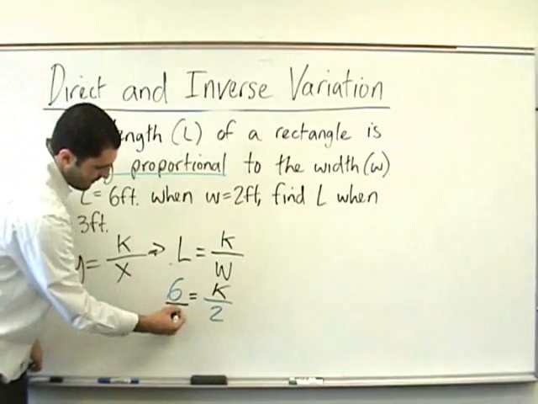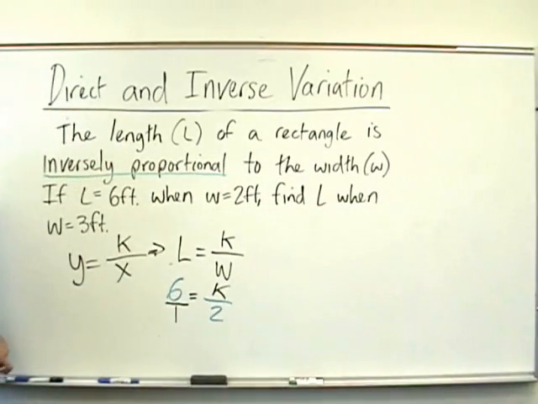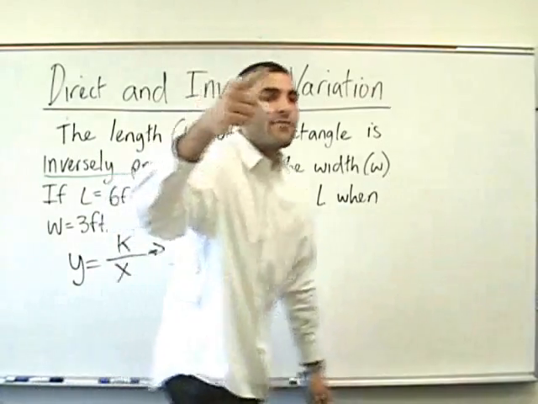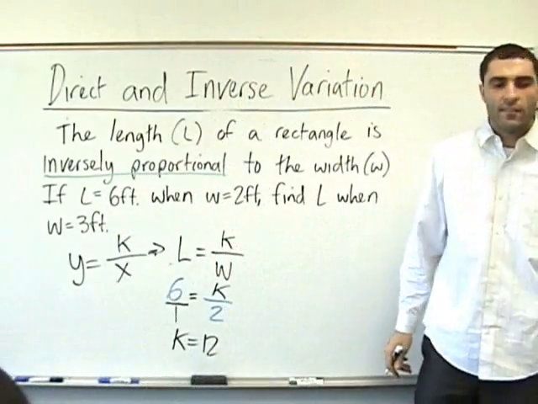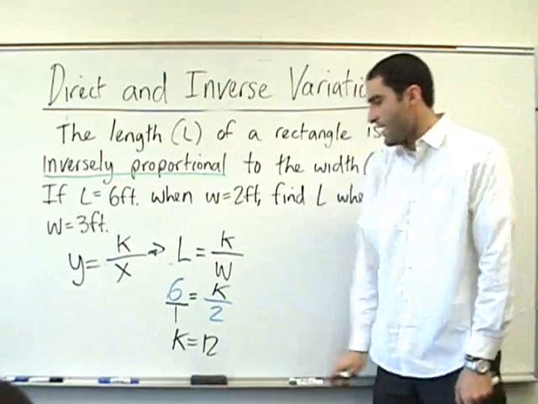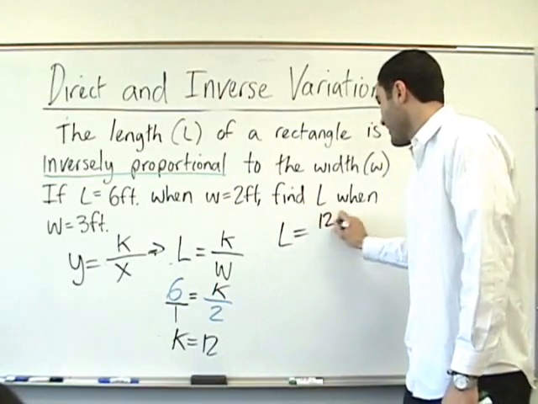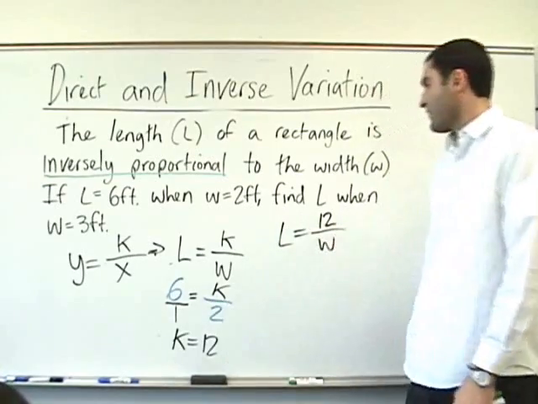What's K? Cross multiply. K is 12. What does K stand for? Constant. The constant is the key. So K is 12, and the formula is 12 over W, where 6 equals 12 over 2.